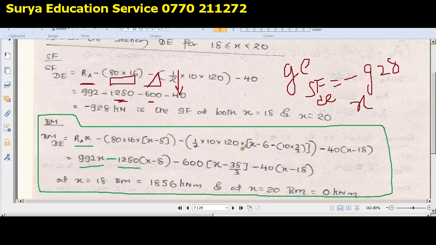I think this is also clear now: half into 10 into 120, that is the area of the triangle, right? And x minus 6 minus 2/3 of 10 is the distance. And x minus 18 is the perpendicular distance from this vertical load to the section where we are going to consider the moment. So this is the equation.